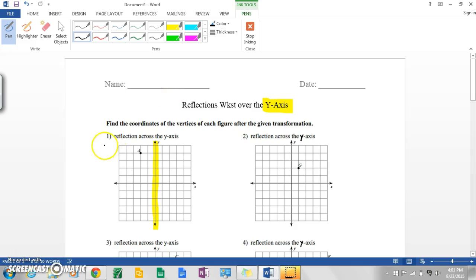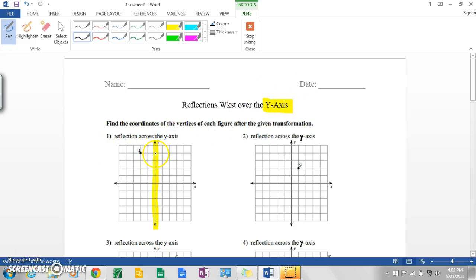So it says, find the coordinates of the vertices of each figure after the given transformation. The first transformation is reflection over the y-axis. Keep in mind, this is our fold line. Okay, the y-axis, what is it going to look like over on this side after we fold it together? So what we're going to do is count how many units away from this line of reflection, or the y-axis as it's determined here.